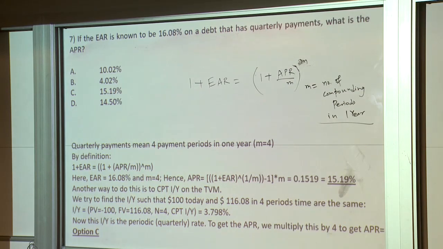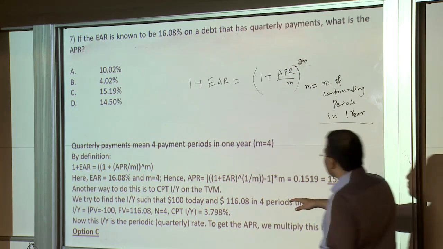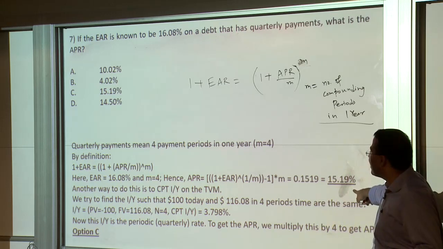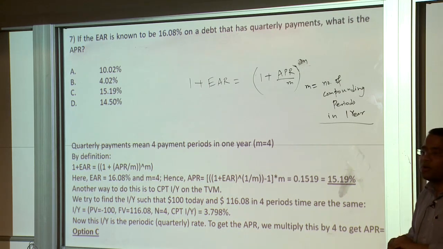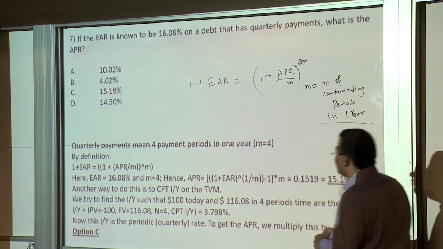So we can just go ahead and use the formula, and if you just apply the formula, you'll get 15.19%. But let's try to do it in some other way. Let's try to find out how we could do it on a calculator in a much easier way.